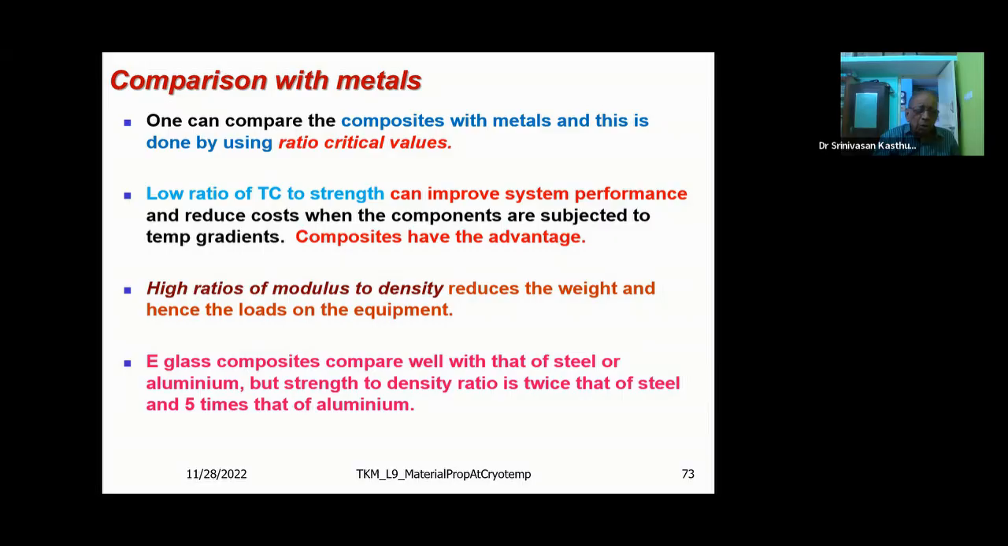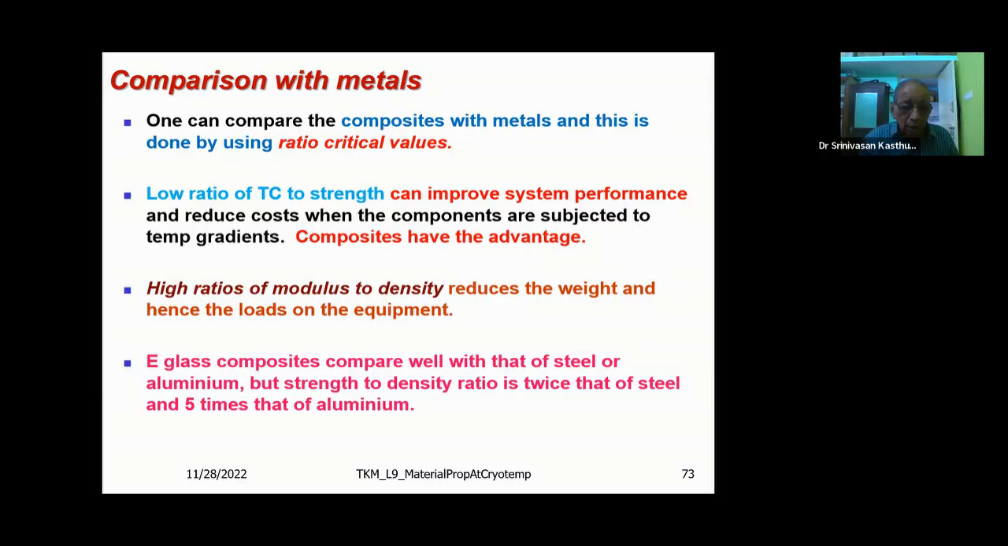They are done by what is called ratio critical values. Okay, low ratio of thermal conductivity to strength. What it means is thermal conductivity is lower compared to the strength. It means it can improve the system performance and reduce the cost when components are subjected to low temperature gradients.